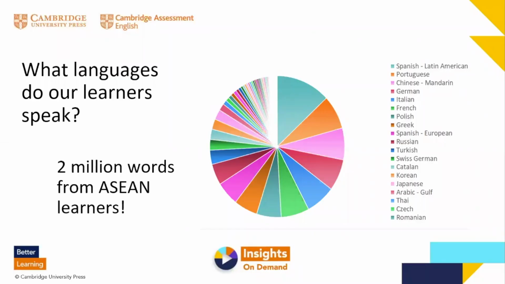As you can see, we have learners from a huge number of language backgrounds. And we have about 2 million words of data for learners from this region, from the Southeast Asia region, across all the CEFR levels, from A1 up to the C levels. So, I mean, it's really exciting that we have so much data about our learners.